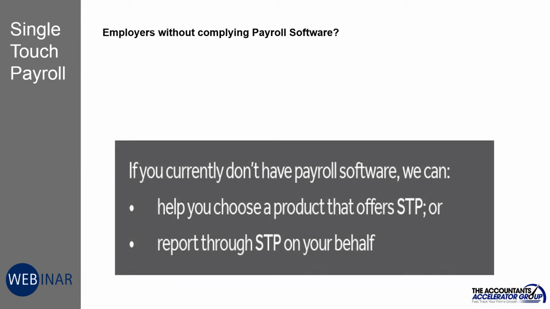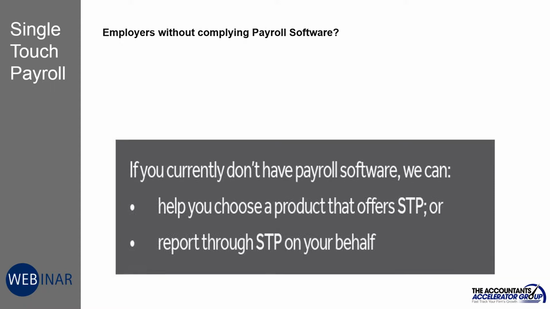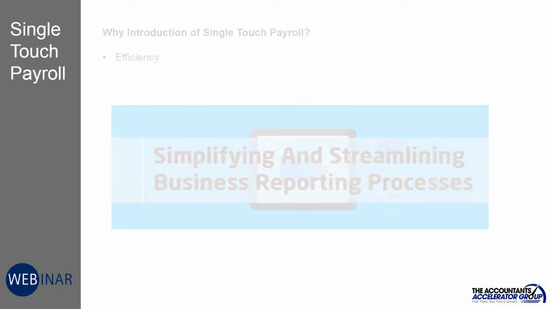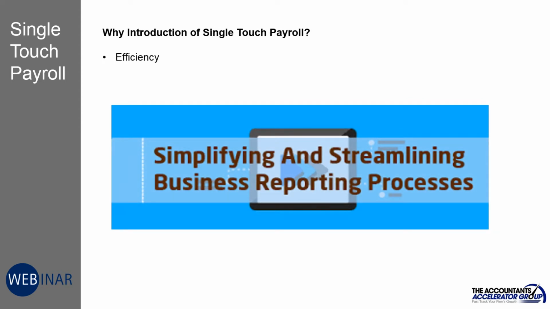Employers whose current payroll software doesn't offer Single Touch Payroll reporting will need to look at new software, and a number of software developers are offering low-cost STP solutions at or below $10 per month for micro-employers with fewer than 4 employees. So why have they introduced STP?